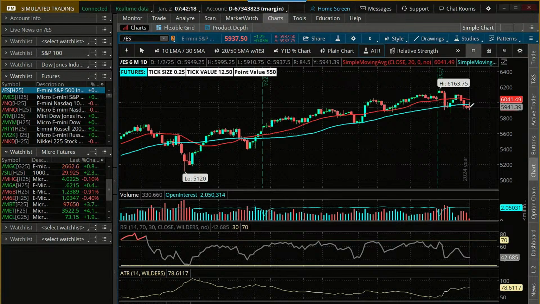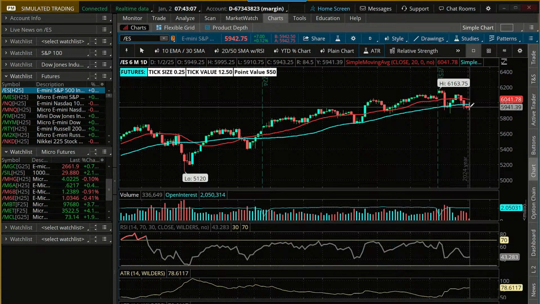The low price of today is 59.10. 59.10 minus 78 gives me a stop at 58.32. The difference between the current price, 59.39, minus my stop. Again, we're not going to guarantee we're out at that stop, but it's going to give us some idea of the initial risk here on this, is 107 points. 107 times 50, our multiplier, gives me a potential loss of 53.50.